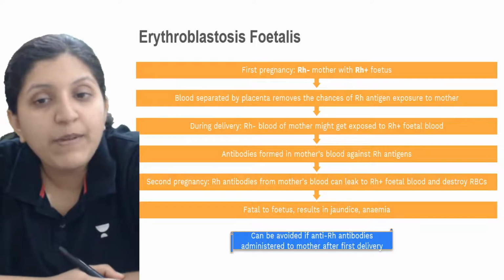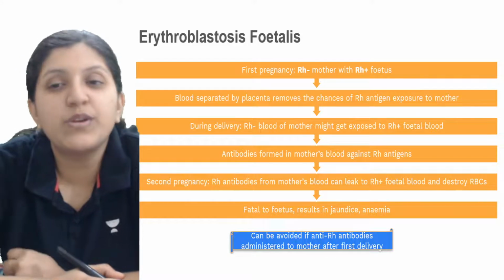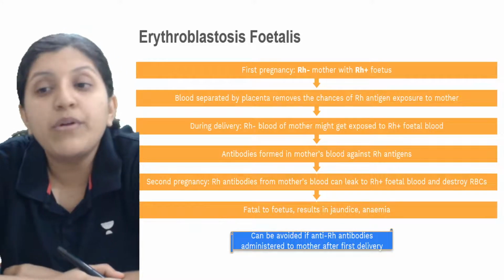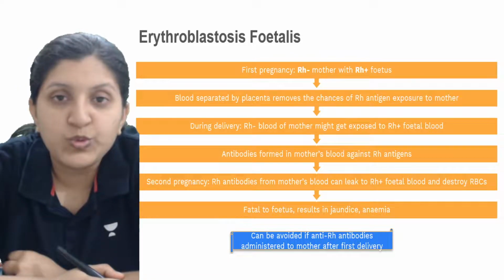Now what will happen? The blood is separated by the placenta, so there is a blood barrier separated by the placenta, which removes the chances of Rh antigen exposure to the mother.